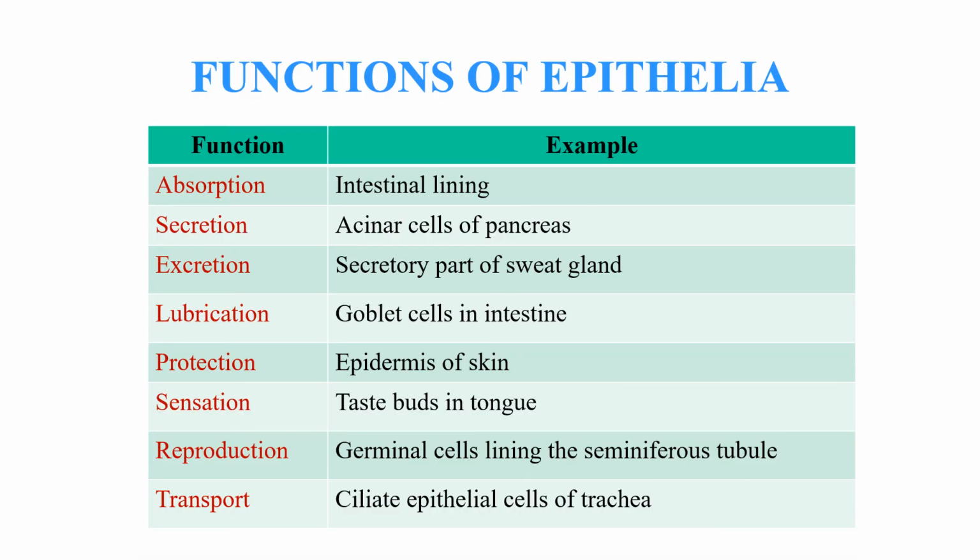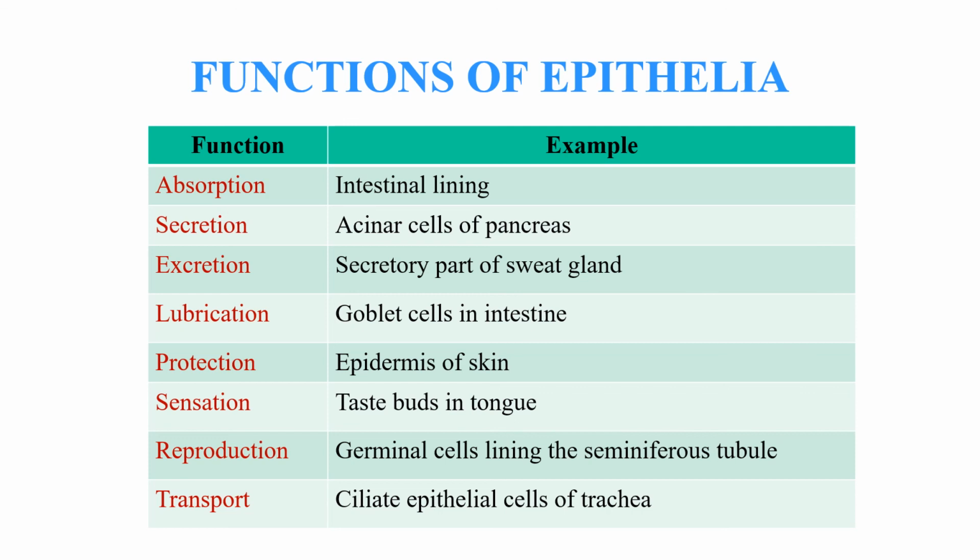Now, let us summarize the functions of the different epithelia we have seen. The function of absorption is seen in the intestinal epithelium. The function of secretion, for example, is the acinar cells of the pancreas. Excretion, the secretory part of sweat glands. The lubrication function is performed by what are known as goblet cells in the intestine. The glandular epithelia we will consider separately at that time. We will mention the goblet cells.